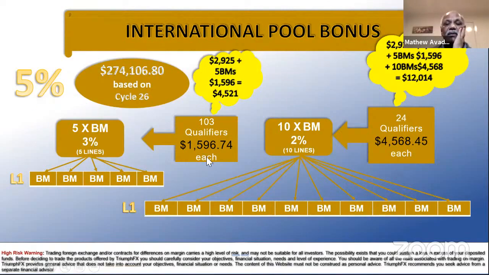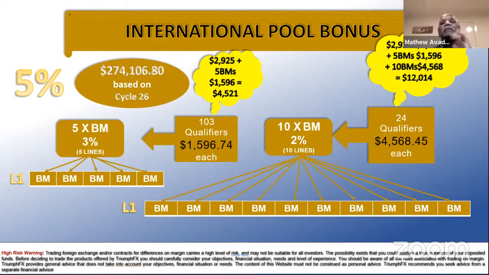Now, if you have 10 BMs under you, then you share in the pool of the 2%. In this case, there were 24 qualifiers, so each of them earned $4,568. If you have 10 BMs, you get both. You qualify for the 5 plus the 10, so you will get about $6,000. So Mathew, this one is irrelevant of your AUM, yeah?